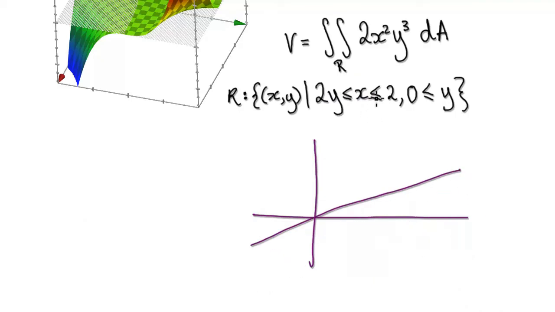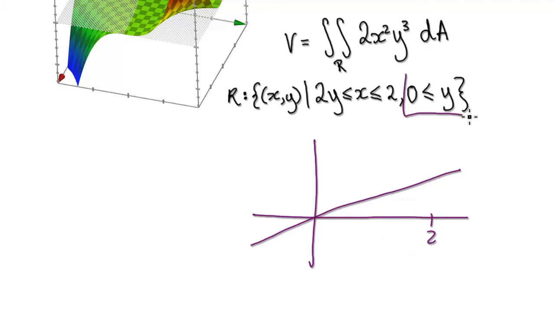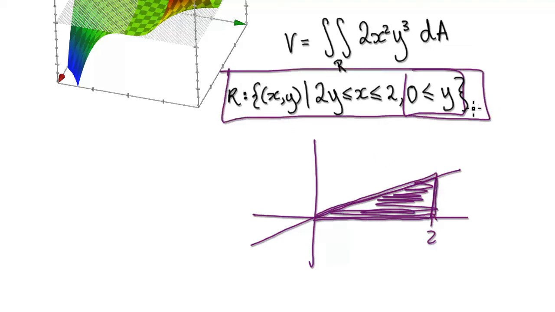But then if you look at this bit here, x must be less than or equal to 2. So this is 2 here. So it has to be this region here. But then if you look at this bit here, y must be bigger or equal to 0. So it must be talking about this bit here. So really, our region is this region here. Okay, this is our region. Writing this is really you talking about this region here.